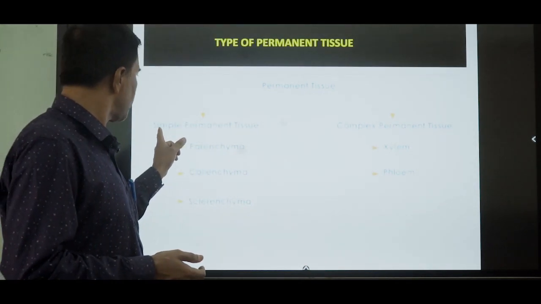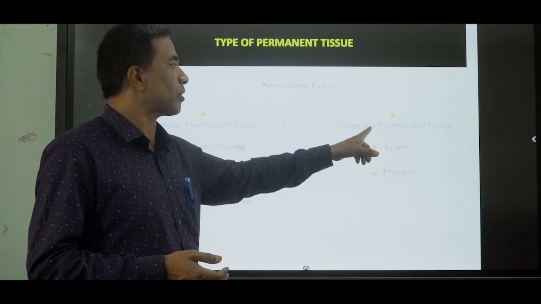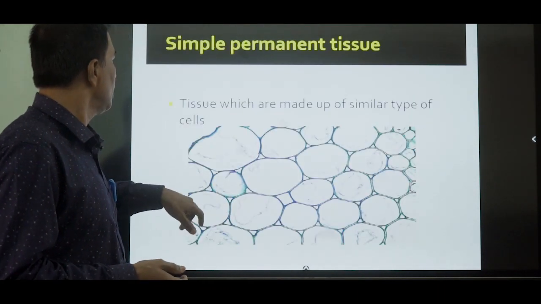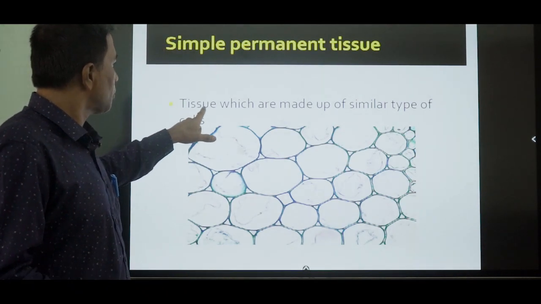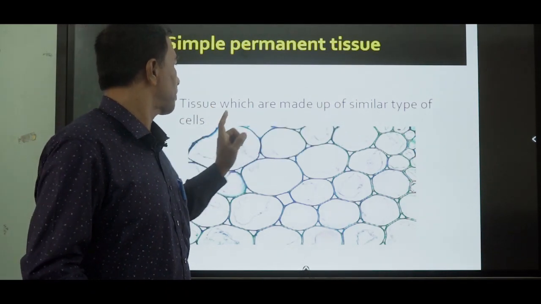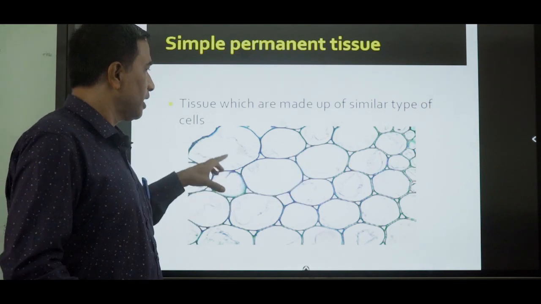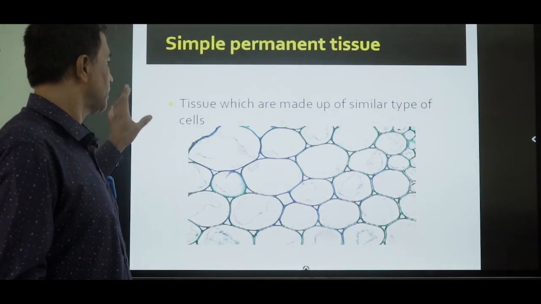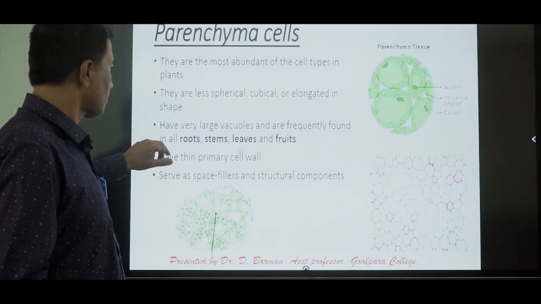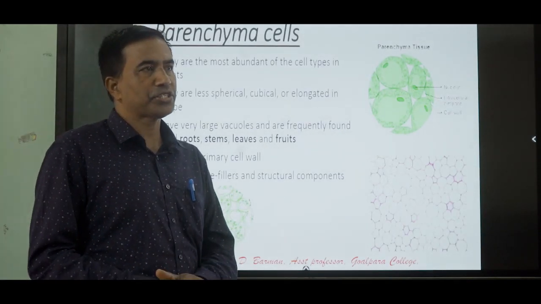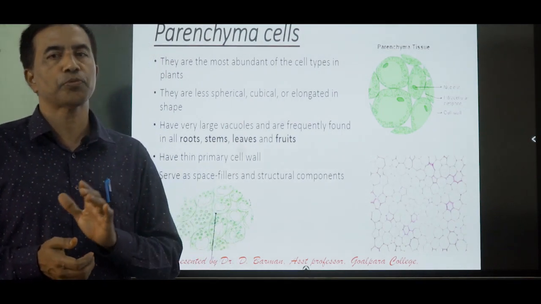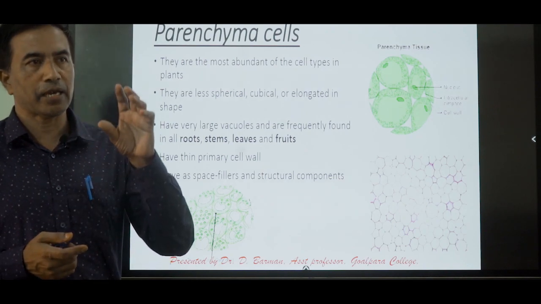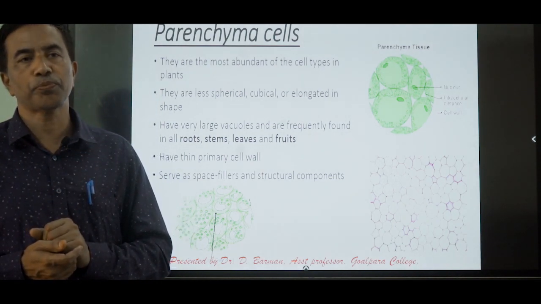So the main difference: simple tissue is made up of one type of cell, and complex means it is made up of different types of cell. Simple tissues are made up of similar cells. Their size may be smaller or larger, but the shape is similar. Parenchyma is the main permanent tissue. It is a living cell, and its main function is the storage of food material.